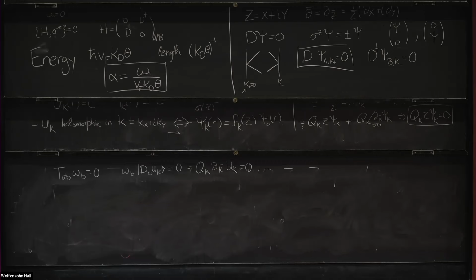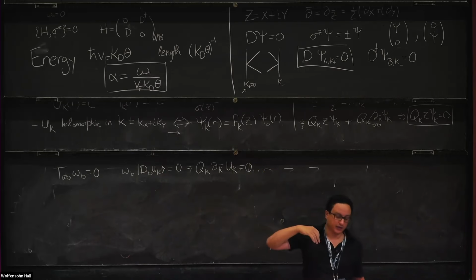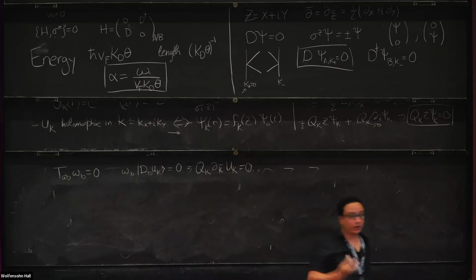The second equivalent property is that the cell periodic wave functions are holomorphic in k. And the third equivalent property is that all the k dependence of the wave functions is contained in a holomorphic factor. Or another way to say this is that if I multiply the wave functions of the band by any holomorphic function, I don't get out of the band.